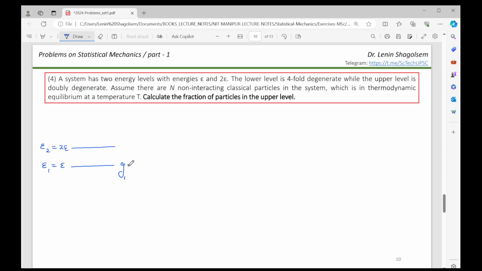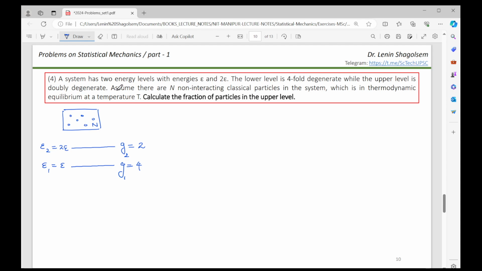you see the lower level is 4-fold degenerate, that is the g1 value is 4, and the second or upper level is doubly degenerate, that is 2. So we have a system having 4-fold degeneracy and doubly degenerate energy states. Now the question is, if there are n number of particles in the system, so let's imagine we have a box, and in this box some n number of particles are there.